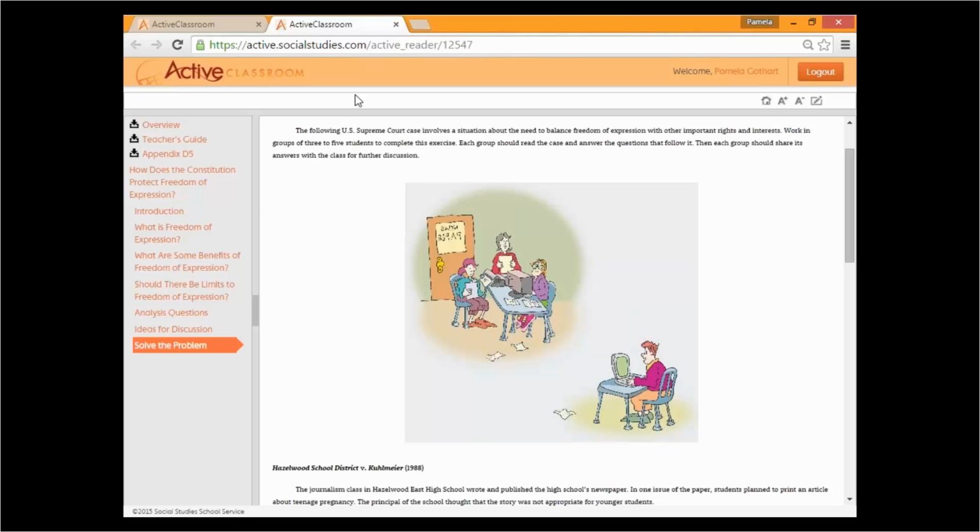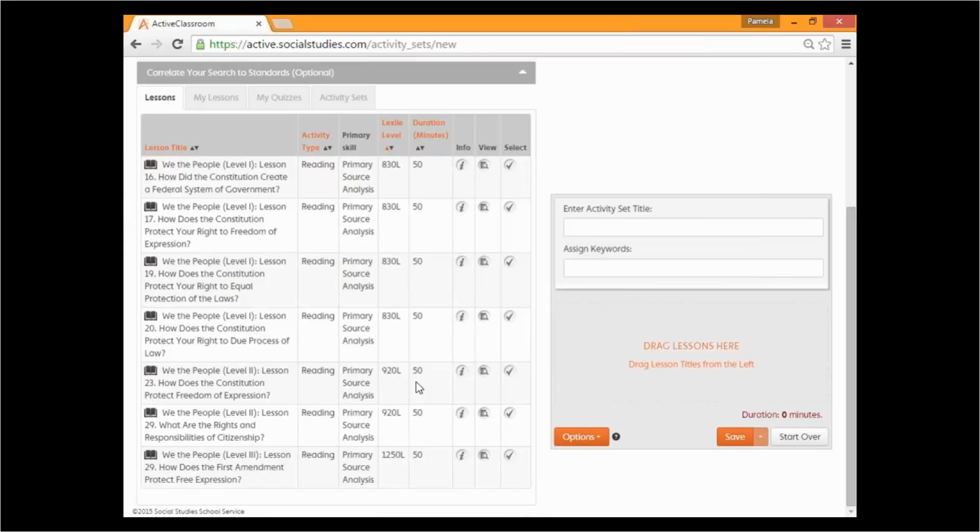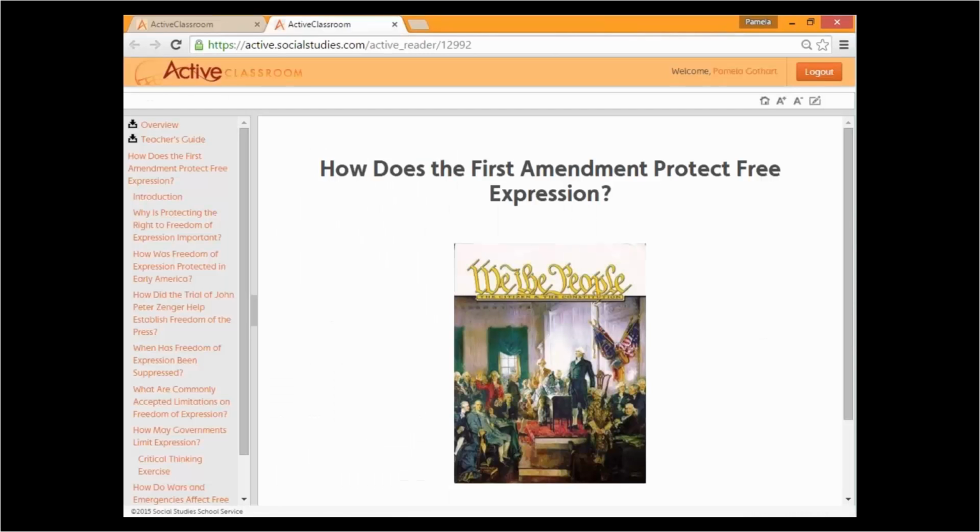Now let's go back. Now let's take a look at what's this third one down here. This is on a 1250 Lexile level. This is more around the 9th or 10th grade reading level. Let's take a look at how it differs. Going again to our table of contents, first of all, my table of contents looks a little more robust than it did in the 5th and 7th grade. That's kind of our first indication that we're at a little bit higher level.